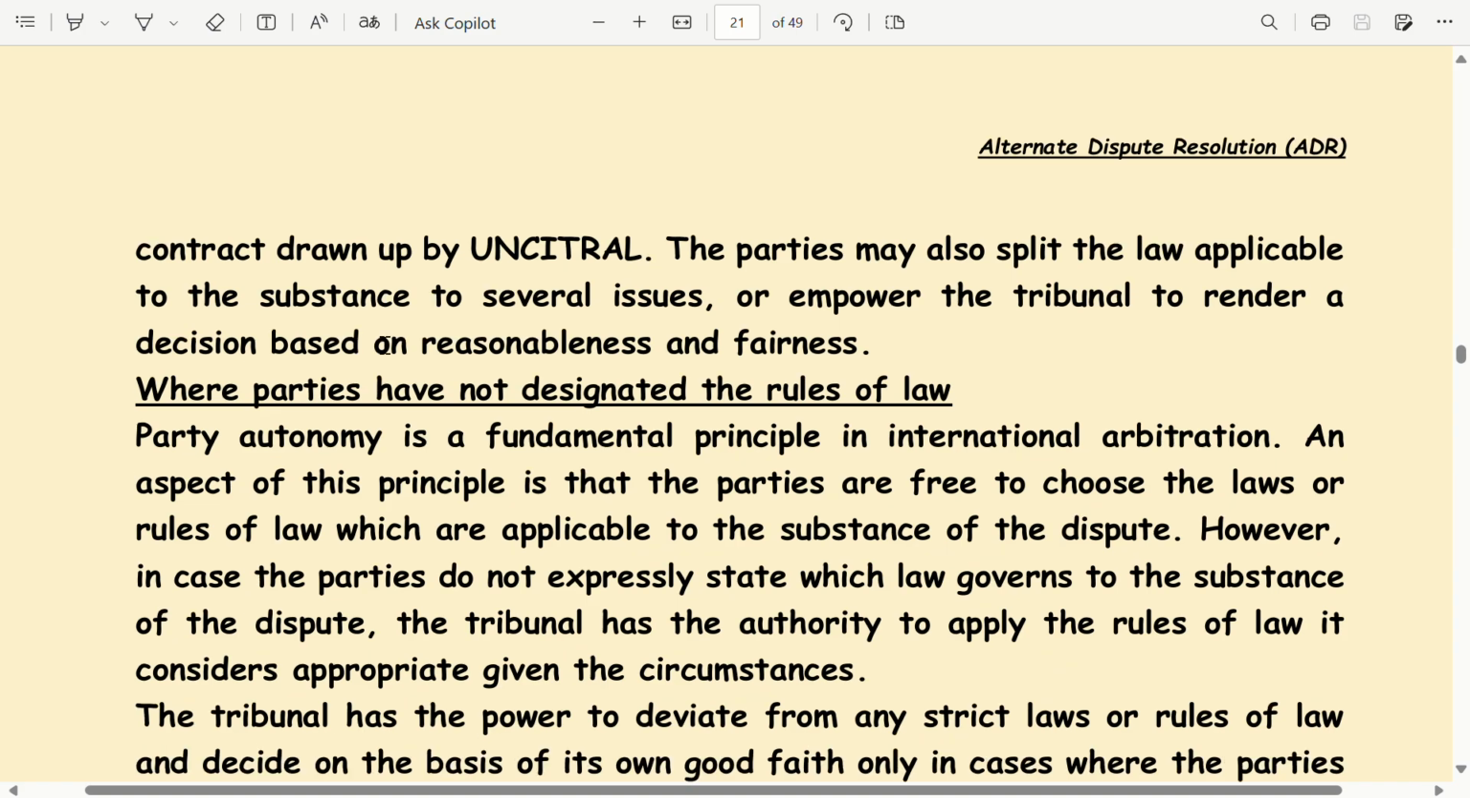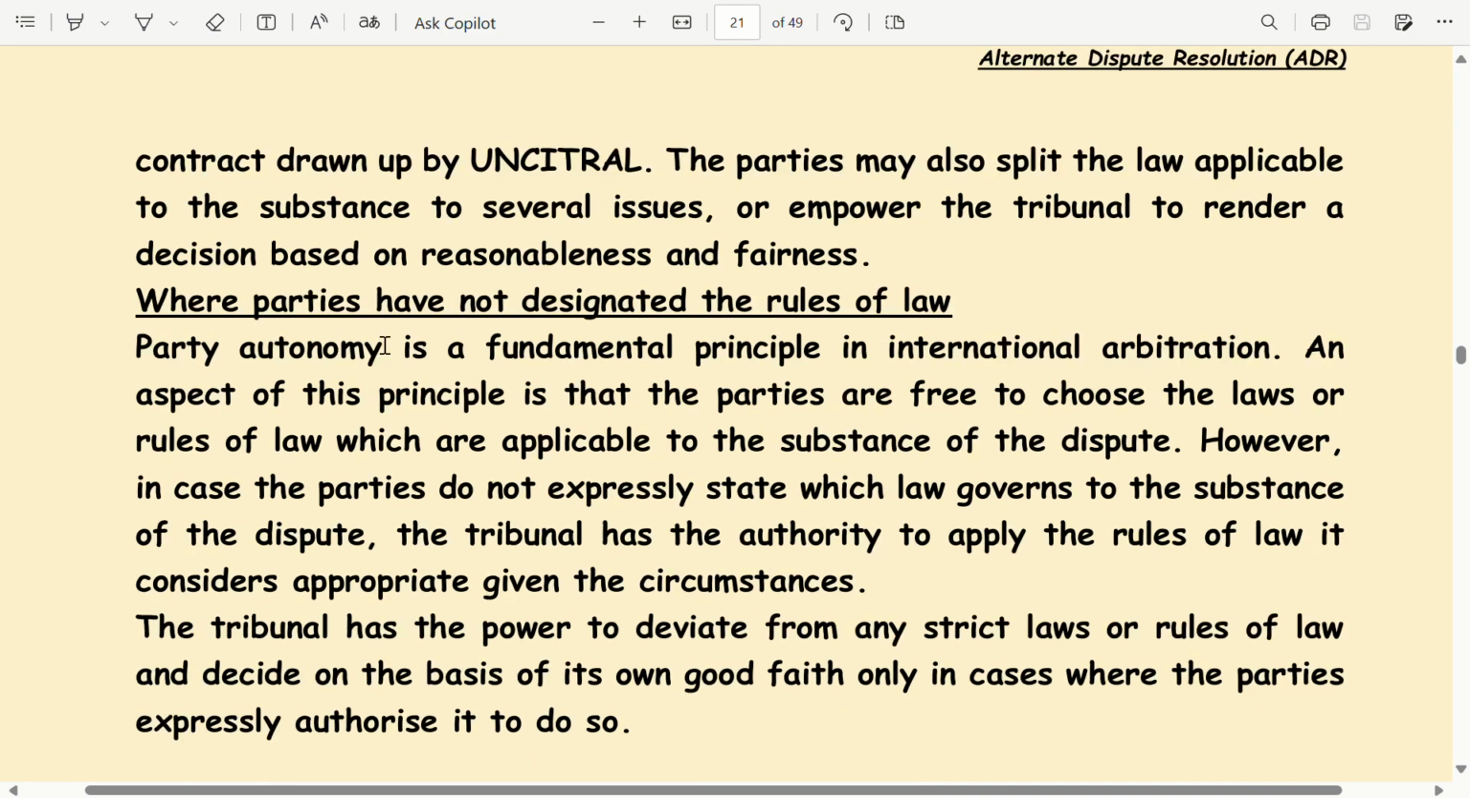But what if parties have not designated the rules of law? Party autonomy is a fundamental principle in international arbitration. An aspect of this principle is that the parties are free to choose the laws or rules of law which are applicable to the substance of the dispute. However, in case the parties do not expressly state which law governs the substance of the dispute, the tribunal has the authority to apply the rules of law it considers appropriate given the circumstances. The tribunal has the power to deviate from any strict laws or rules of law and decide on the basis of its own good faith only in cases where the parties expressly authorize it to do so.